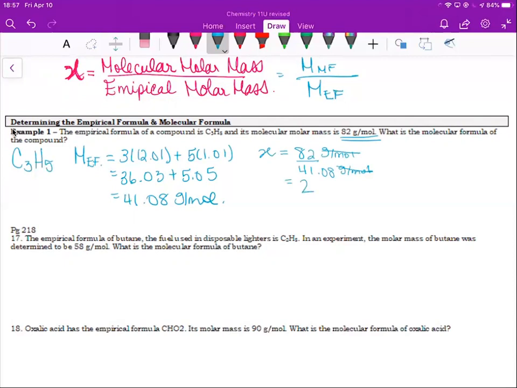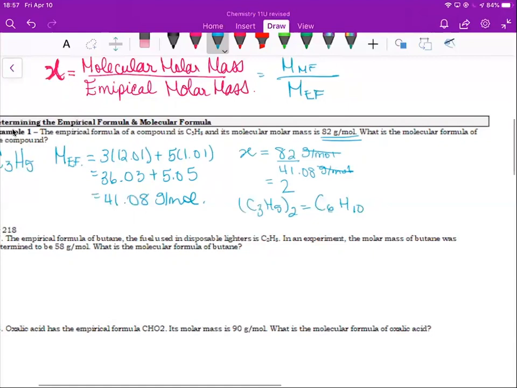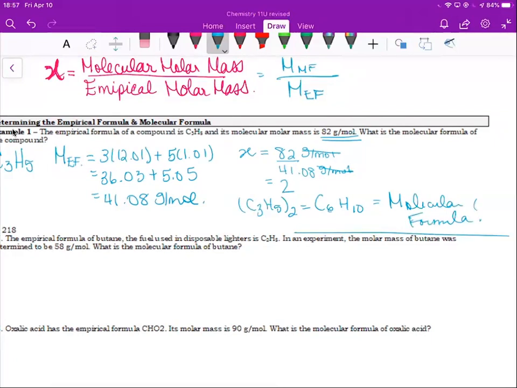So there's no really nice way to write it, so I kind of do it this way. (C3H5)2 equals C6H10, my molecular formula. Woohoo! So that's some sort of hydrocarbon.